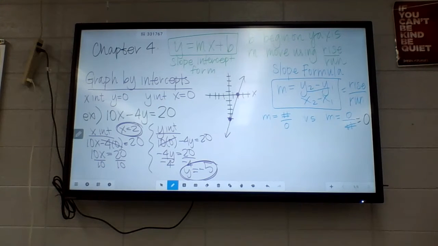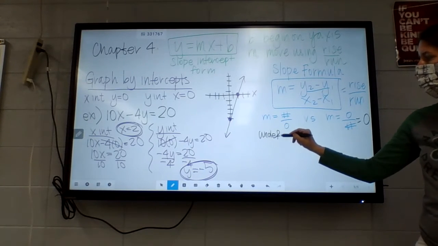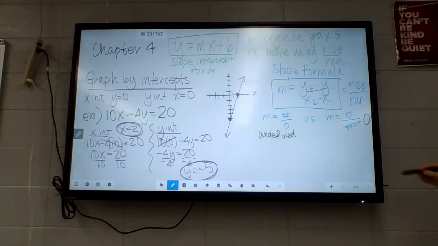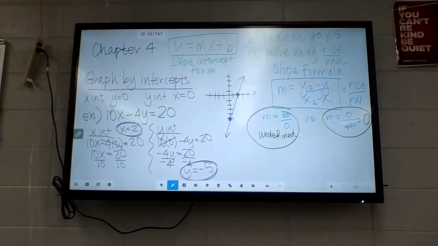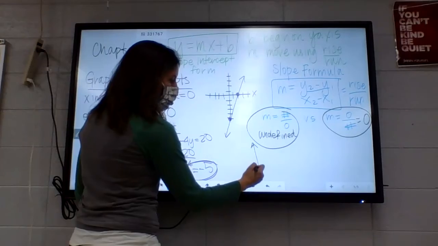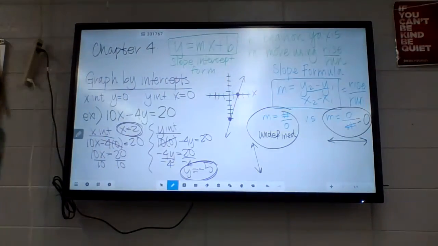So this is going to be a flat line, versus this one's considered undefined, because you can't divide by 0. So remembering the difference between these two. Undefined is going to be a vertical line, versus 0 is going to be flat. Think about slope.